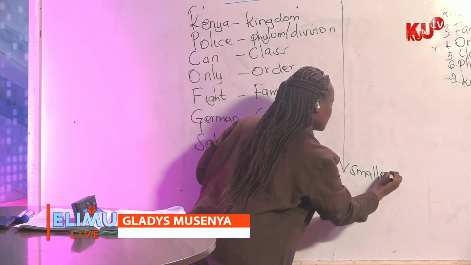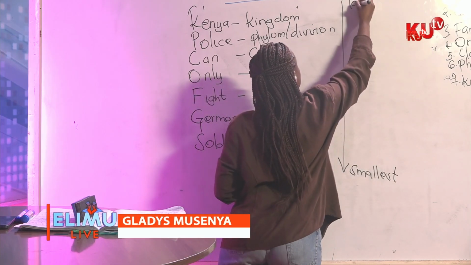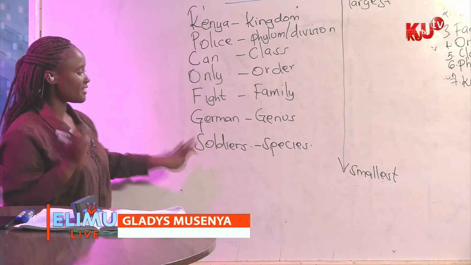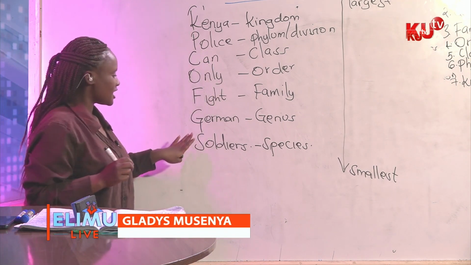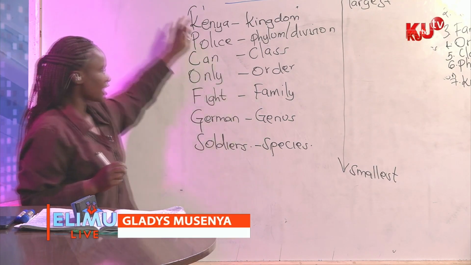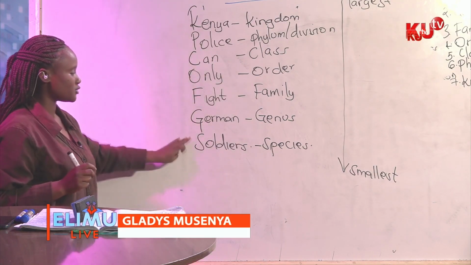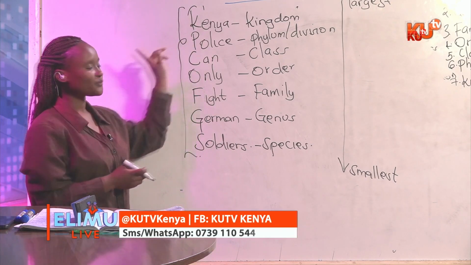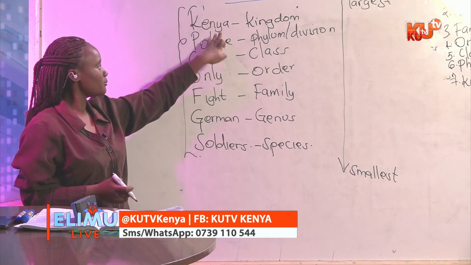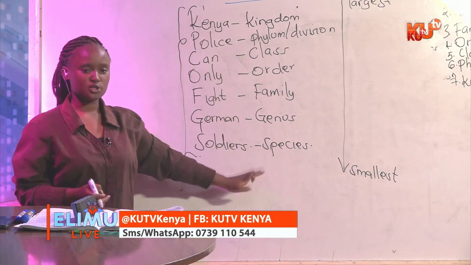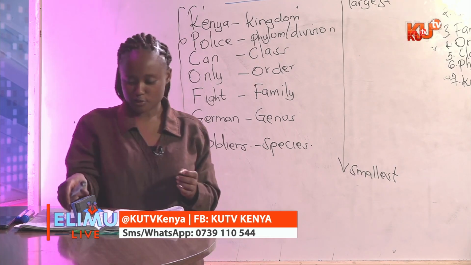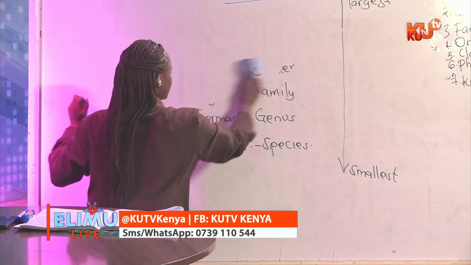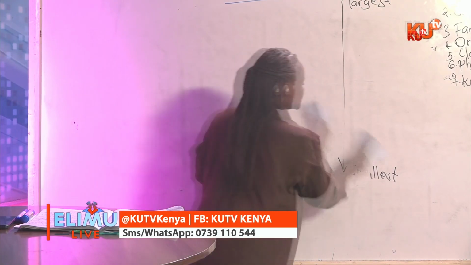From largest, we have the kingdom is the largest unit, and then the smallest unit, we have the species. Kenya police can only fight German soldier. This is for you to be able to remember the taxonomic units from the largest to the smallest. Now we move on to the kingdoms, which is our largest taxonomic group.